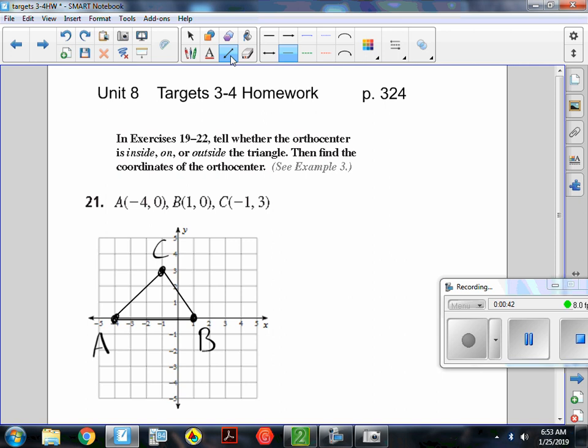My altitude is going to go straight down through segment AB. That's perpendicular. Vertical is going to be perpendicular to the horizontal.